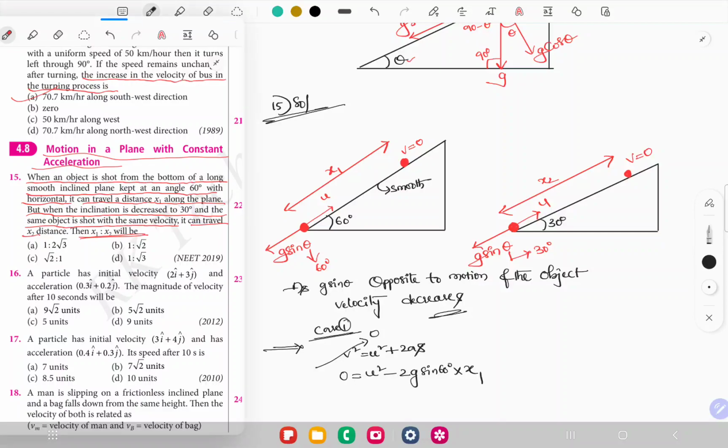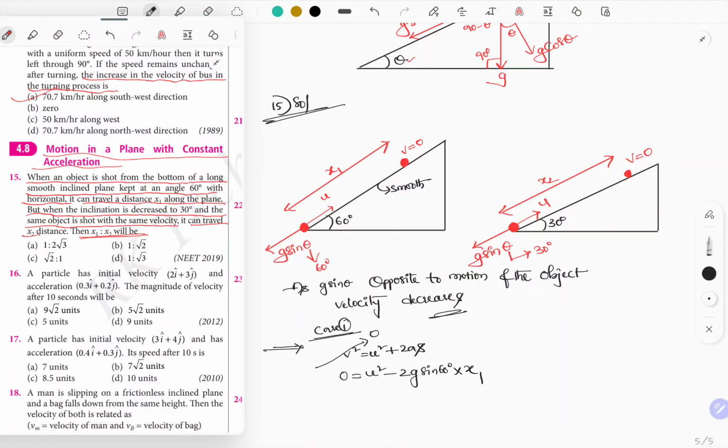Okay, is everything clear? Okay, this is x1. From this, 2g sin 60 is 2g root 3 by 2, so 2g root 3 by 2 into x1 is equal to u square. From this, 2 will get cancelled. You can write x1 is equal to u square divided by root 3 into g.